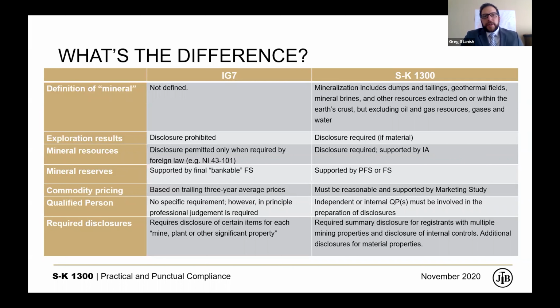Required disclosures under IG7 called for a summary description of certain items for each mine, plant, or other significant property in annual reporting. SK 1300 requires disclosure for registrants with multiple mining properties, as well as disclosure of internal controls. Additional disclosures are also required for any properties considered material by the registrants.